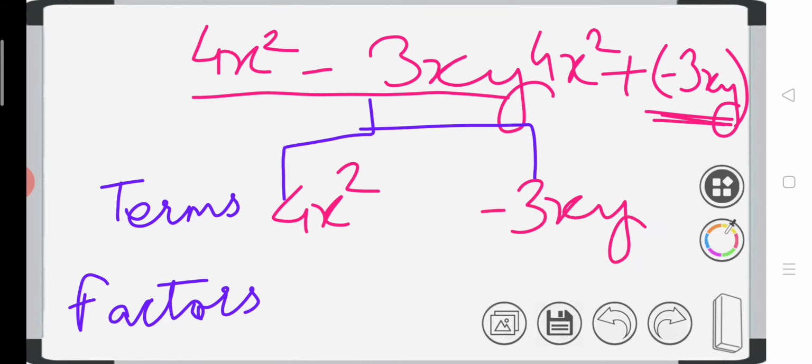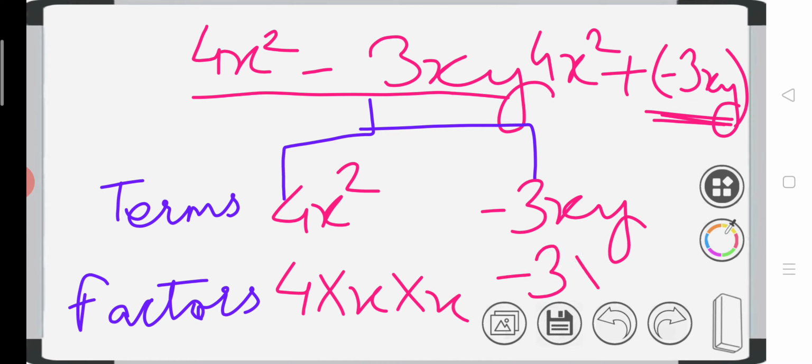Now factors. Factor means how 4x square and how minus 3xy is formed. So factors of 4x square will be 4 into x into x. Similarly, factors of minus 3xy will be minus 3 into x into y. Means 4, x and x are the factors of 4x square. Similarly, the factors of minus 3xy are minus 3, x and y.